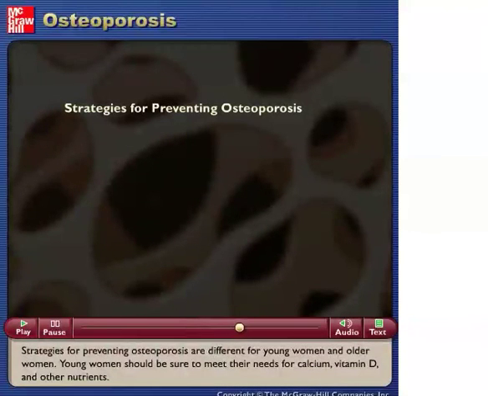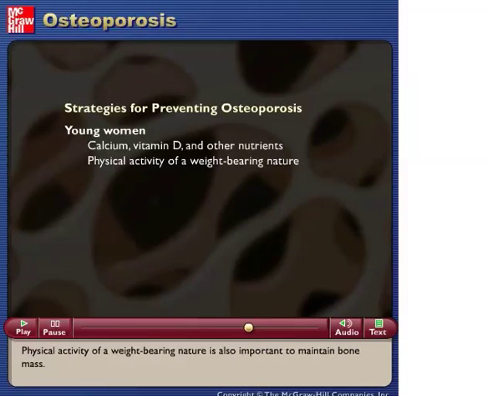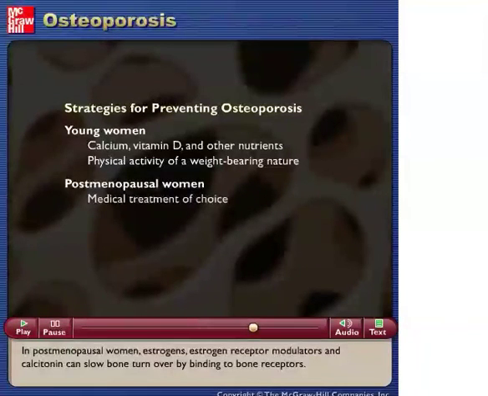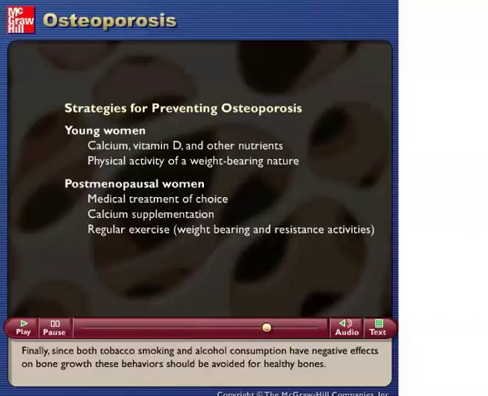Strategies for preventing osteoporosis are different for young women and older women. Young women should be sure to meet their needs for calcium, vitamin D, and other nutrients. Physical activity of a weight-bearing nature is also important to maintain bone mass. In postmenopausal women, estrogens, estrogen receptor modulators, and calcitonin can slow bone turnover by binding to bone receptors. Calcium supplementation and regular exercise, especially weight-bearing and resistance activities, are important strategies for older people. Finally, since both tobacco smoking and alcohol consumption have negative effects on bone growth, these behaviors should be avoided for healthy bones.